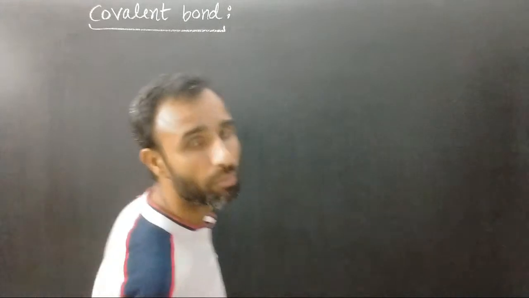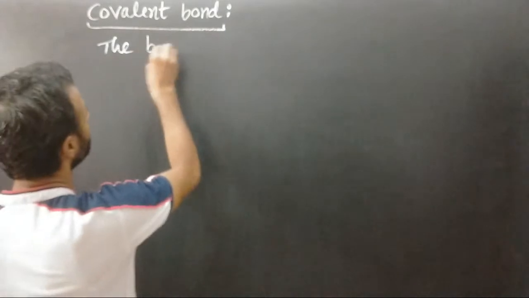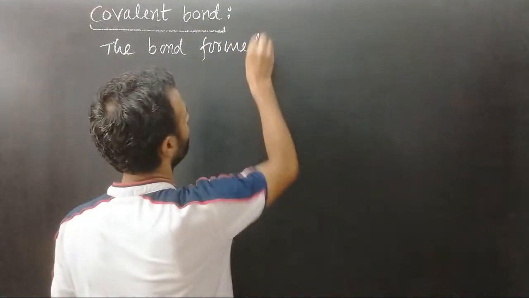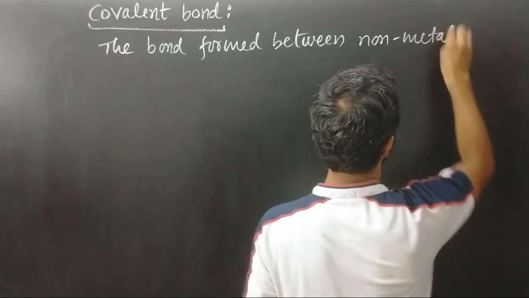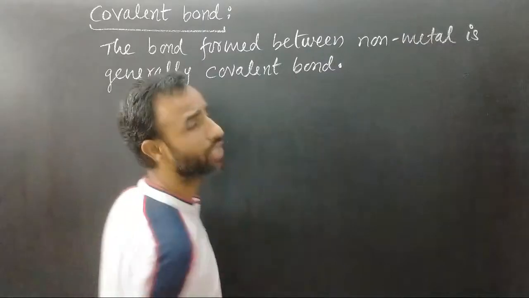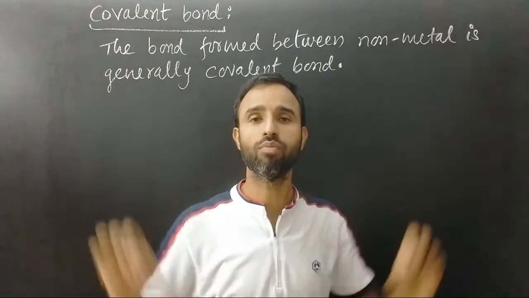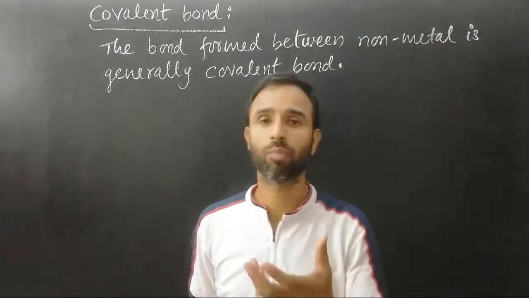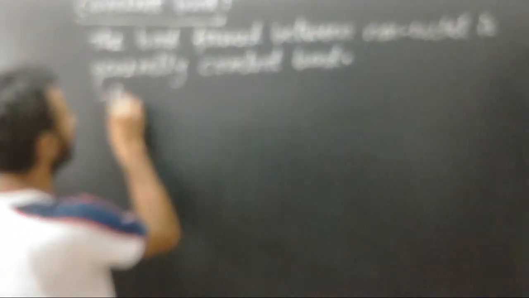Now, covalent bond. Covalent bond is formed by the mutual sharing of electrons. First of all, the bond formed between non-metals is generally a covalent bond, and this type of bond is present in most of the compounds. It covers a large number of molecules. So there are many theories which explain the chemical bond which is called covalent bond.